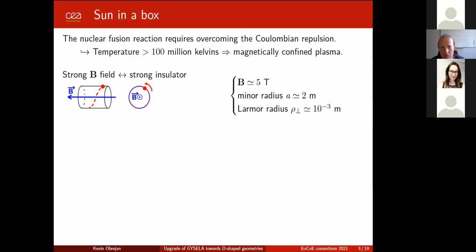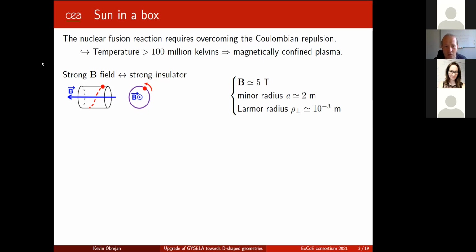So sun in a box is a kind of cliche sentence that is sometimes used to refer to magnetically confined fusion. So the nuclear fusion reaction requires overcoming the Coulombian repulsion between protons. So it requires very high temperature of the order of 100 million degrees. In this condition, whatever gas you start from is going to become a plasma, which can be contained using a magnetic field, which is very advantageous because, as you can imagine, you don't want a 100 million Kelvin plasma to touch the wall of whatever reactor you have.